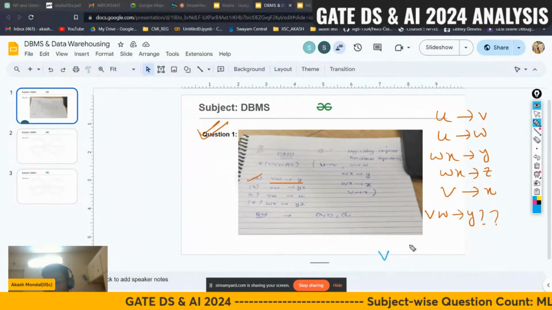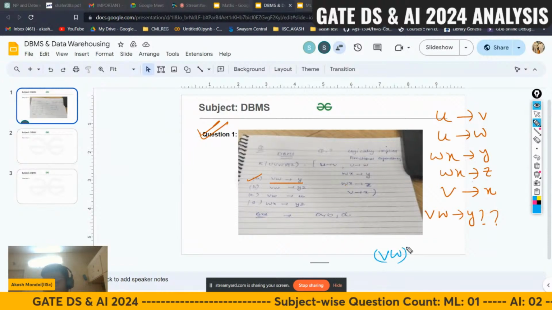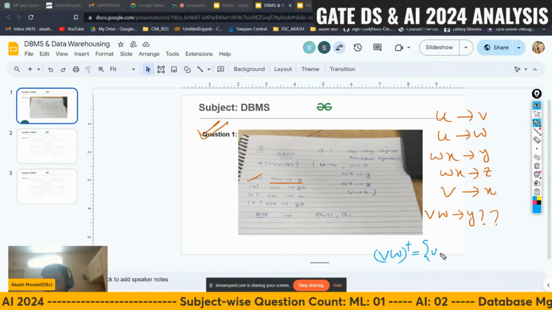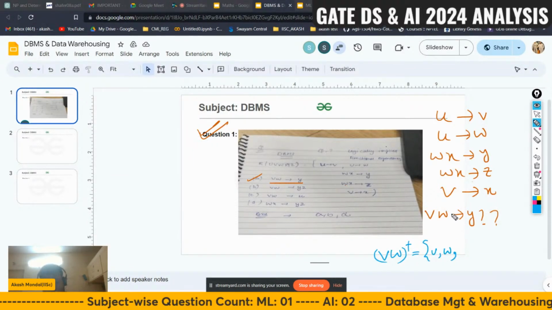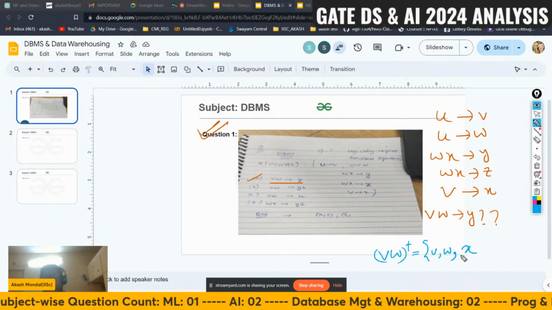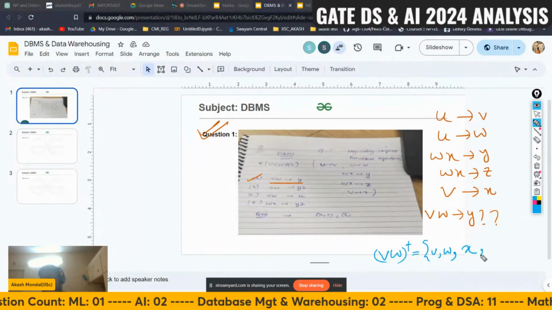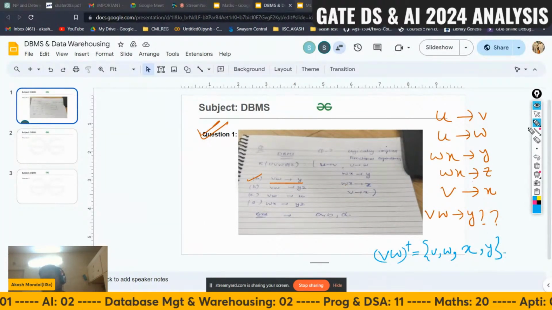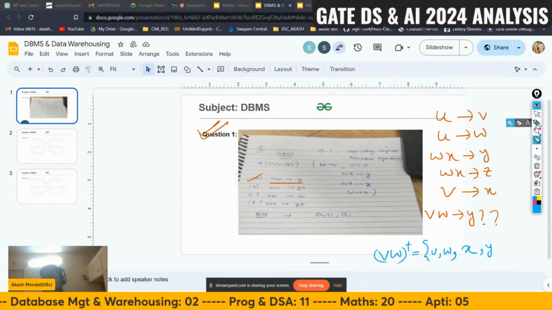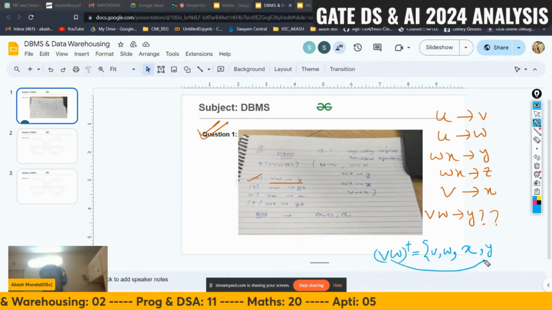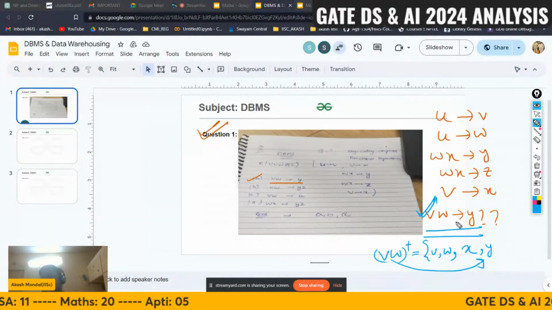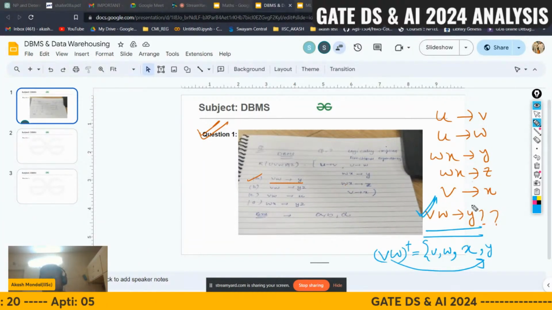For that you just need to consider the closure. So if you consider the vw closure, you will get v, you will get w. Now from v you can derive x, right? From wx you can derive y, right? Of course maybe you can derive other attributes as well, but yeah. So from vw you can derive y. So this is perfectly all right. From vw to y, this functional dependency is correct.